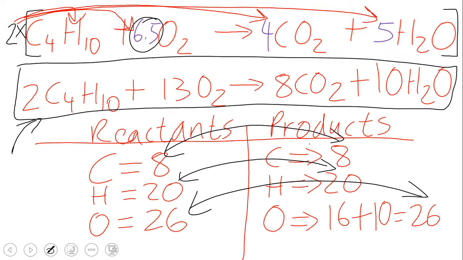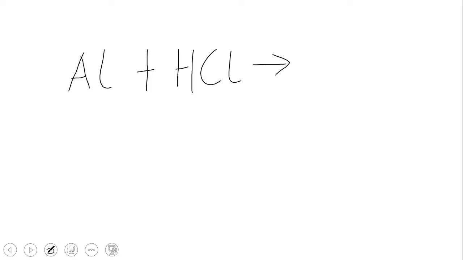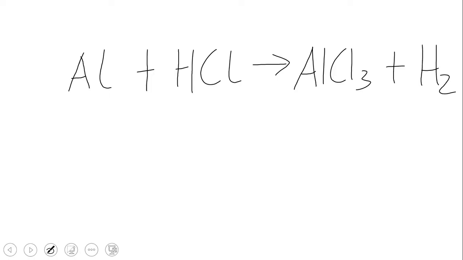Hopefully this helps you moving forward with balancing chemical equations. I am going to allow you to try this one on your own: Al plus HCl produces AlCl3 plus H2. First, determine if it's balanced, and then after you determine that, go forth and balance it out. With the information that I gave you, you should be able to answer this question.